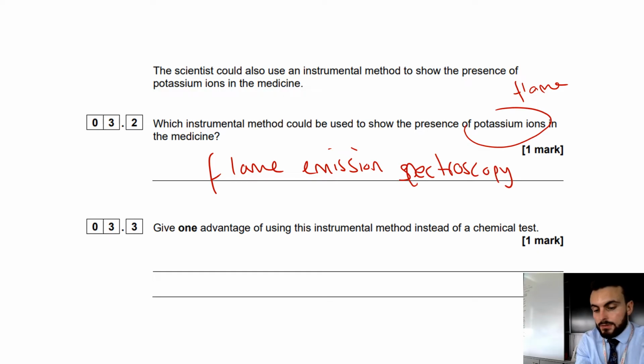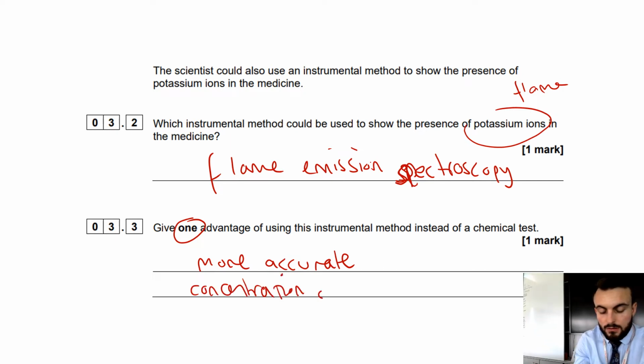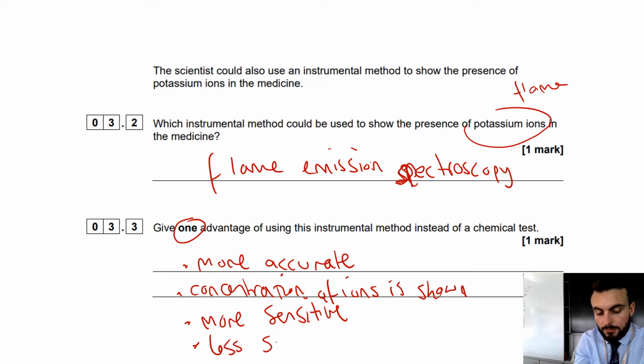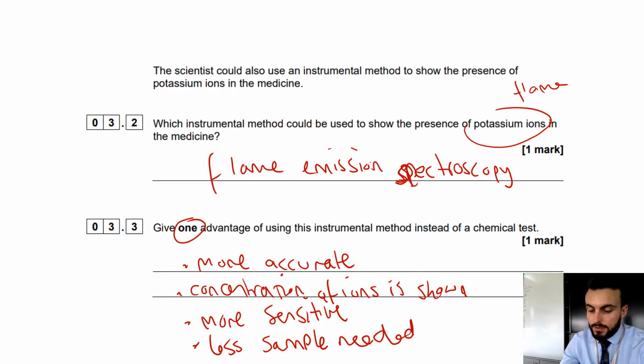which is more accurate because we obviously can only distinguish between certain colours to a certain level of accuracy. However, if you've got spectroscopy, you can literally see the wavelengths, which makes it more accurate. So, give one advantage of using this instrumental method instead. More accurate is one. You can also get the concentration of ions from this method. You can also say it is more sensitive, or you could say less sample needed, because it would be able to detect subtle changes in the wavelengths of light.